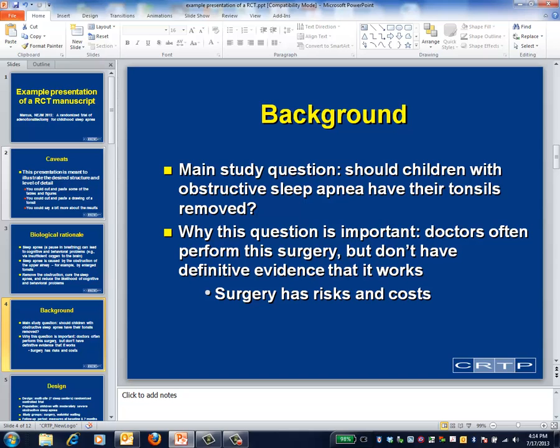Accordingly, the primary study question is whether or not children with sleep apnea should have their tonsils removed. The reason that the question is important is that while doctors often perform this procedure, they don't have definitive evidence that it works. Obtaining this evidence is important. Otherwise, children will have been needlessly exposed to the risk of the surgery, and their parents will have had to pay its cost.